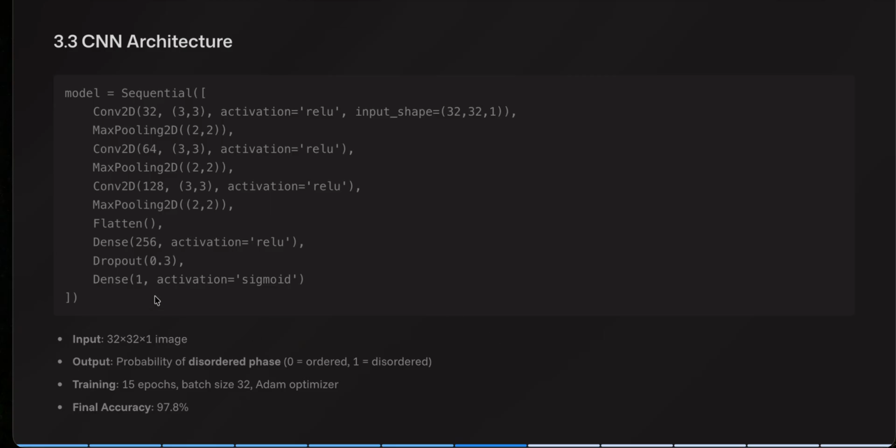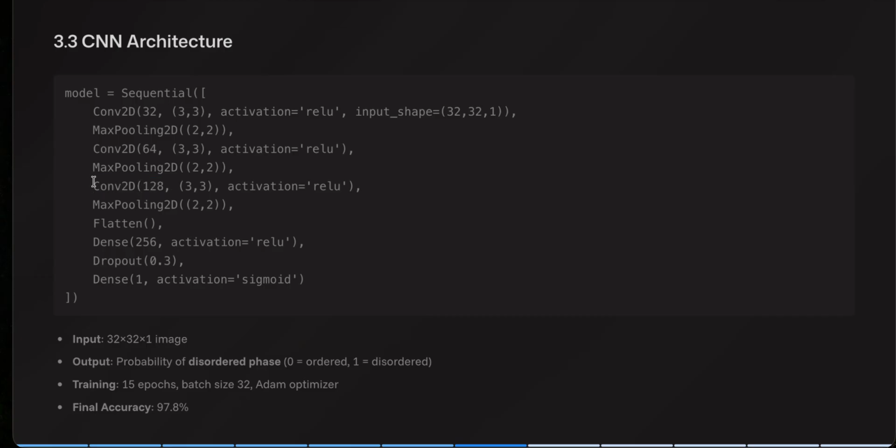So this is the CNN architecture. The input is 32 by 32, which is the grayscale image. Conv2D is to scan for basic patterns, such as edges in spins, and max pooling shrinks the image. The next layer detects middle-level clusters.